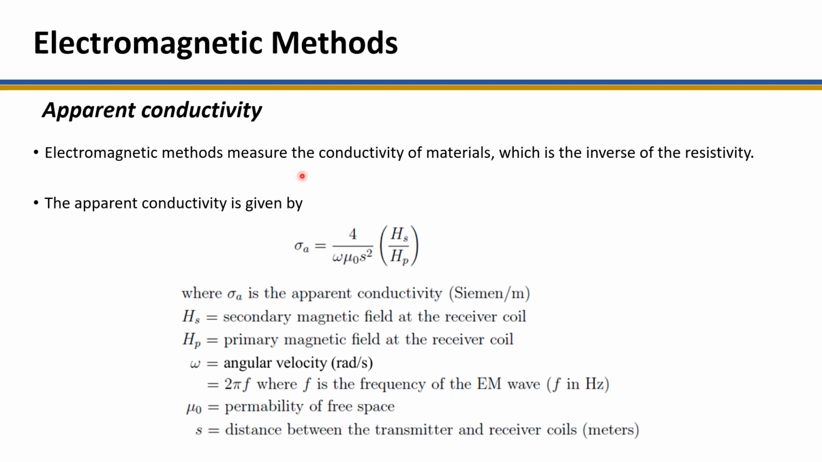Like apparent resistivity in the resistivity methods, the apparent conductivity is a product of the ratio between the secondary magnetic field recorded by the receiver coil over the primary magnetic field at the receiver coil. And everything depends on the frequency of the EM wave in Hertz, the permeability of free space, and the distance between the TX and RX in meters. So this variability needs to be considered from case to case if there are any changes during the survey. But the main point is what was explained earlier, which is the ratio between the secondary and primary magnetic field.